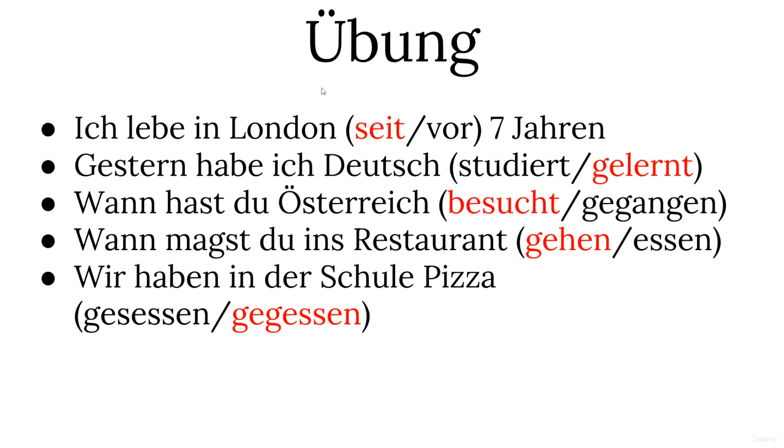Wann hast du Österreich besucht? When did you visit Austria? Gegangen would also be correct, however, you have hast du. And hast du, as we know, doesn't go with the verb gehen. But besucht does use haben. Therefore, besucht is the correct answer.